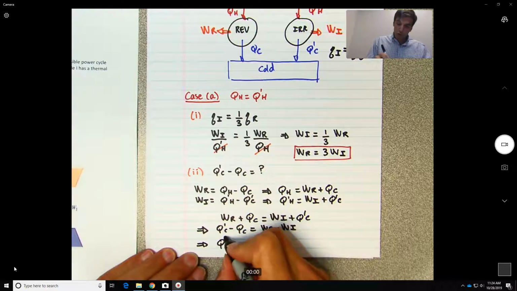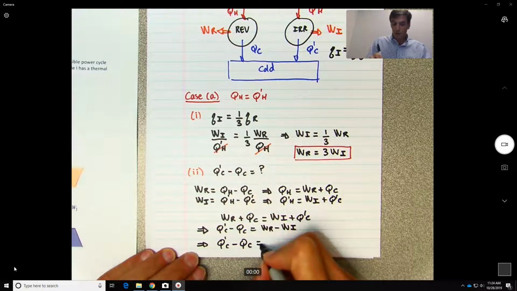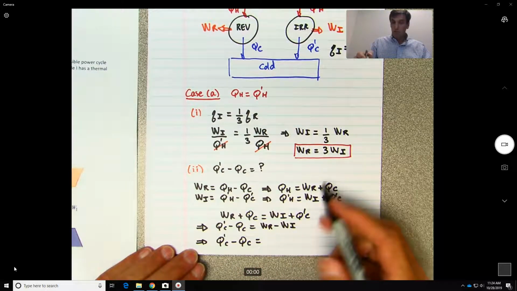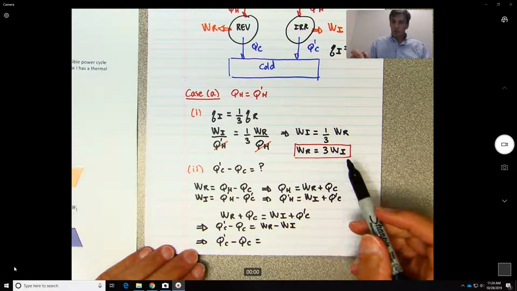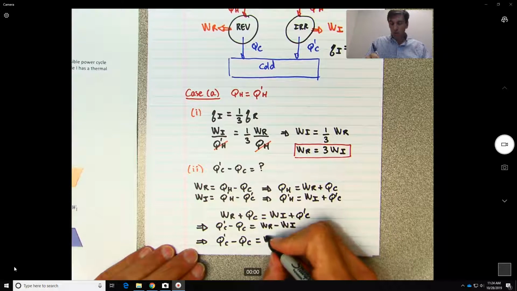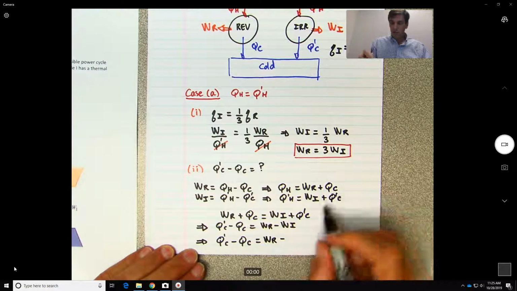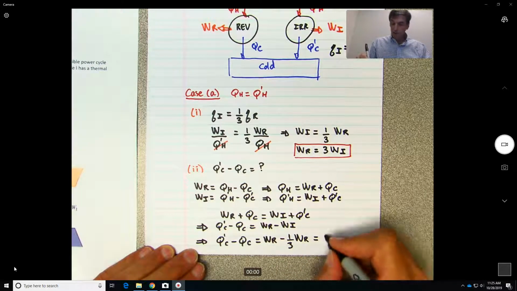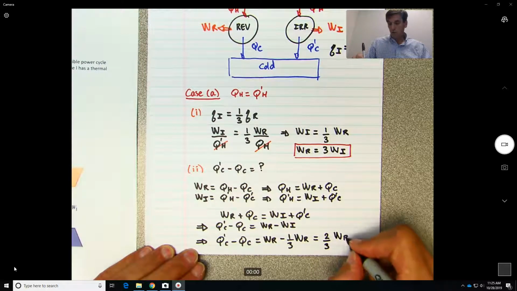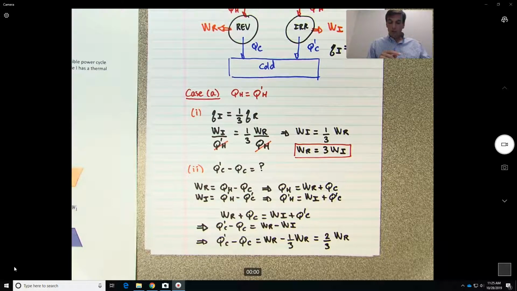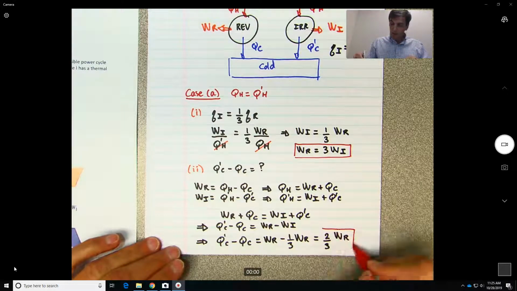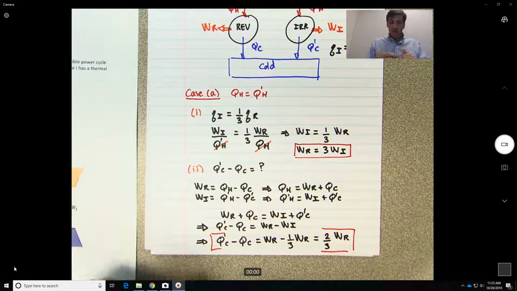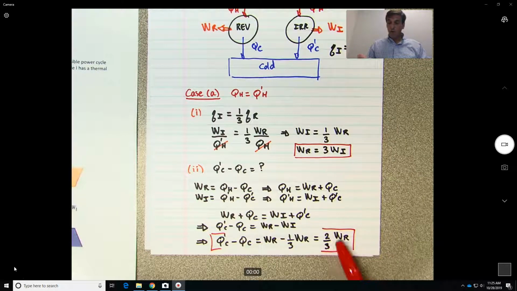Or this would be equal to Q prime C minus QC equal to, we can do either one. So let's say it's equal to WR minus 1/3 of WR. So this would give what? 2/3 of the reversible. So what does that mean? If this is positive, that means that the amount of heat Q prime C is 2/3 WR bigger than the one of Q sub C.